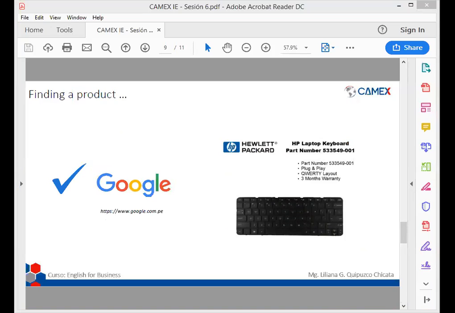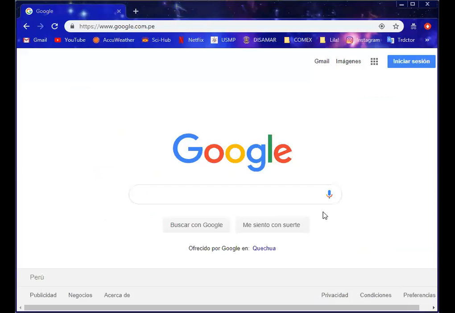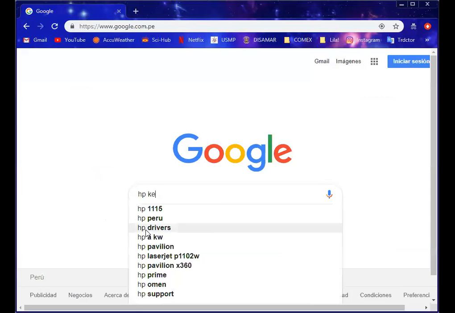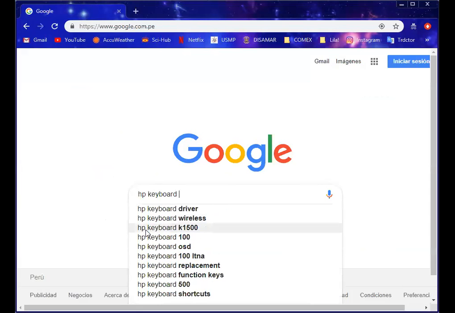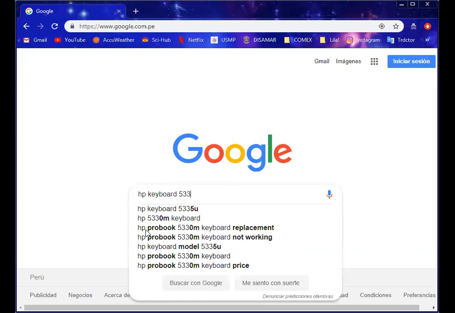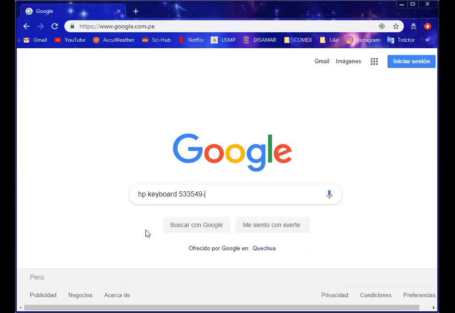Give me a moment. Okay, so we were saying that the product that we want was the laptop keyboard, right? So in this case, it was an HP keyboard. Remember that it is an accessory. In this case, it's a replacement. And the part number was 535549-001. So this is the part number, this is the product, and this is the brand.